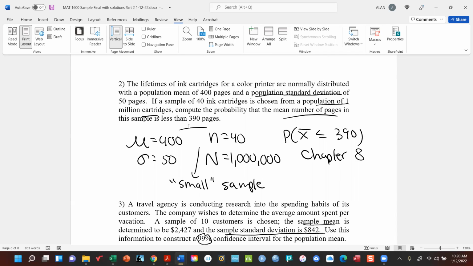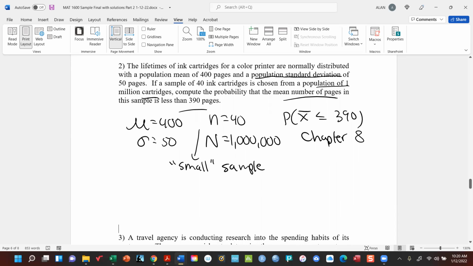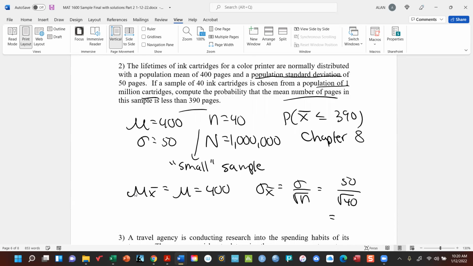So we don't even really have to calculate that ratio. It's pretty obvious that this is a small sample, but you can do it anyway if you want to. But it should be pretty clear this is a small sample. So what that means then is that these are the measures that we need for this problem. And that's about, let's round it to 7.91. So again, there's a fair amount of rounding there, but that will do the job.